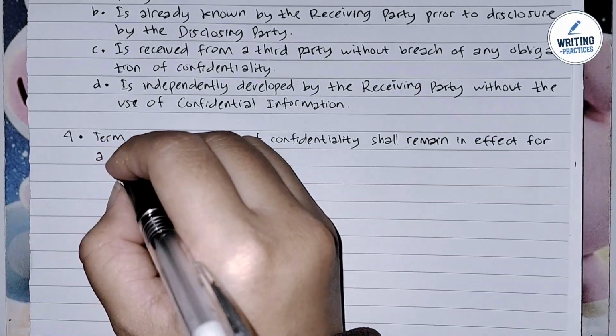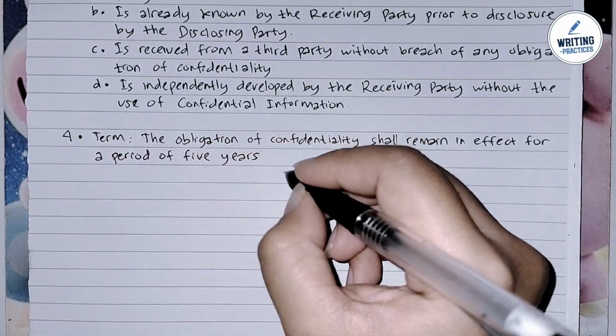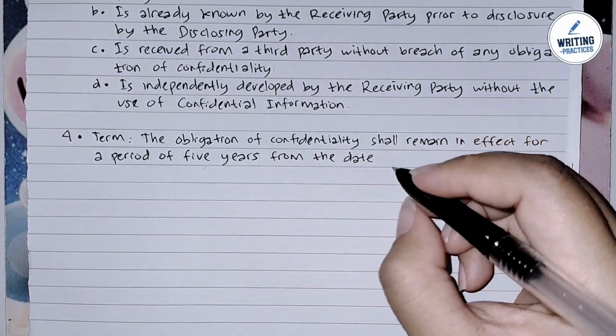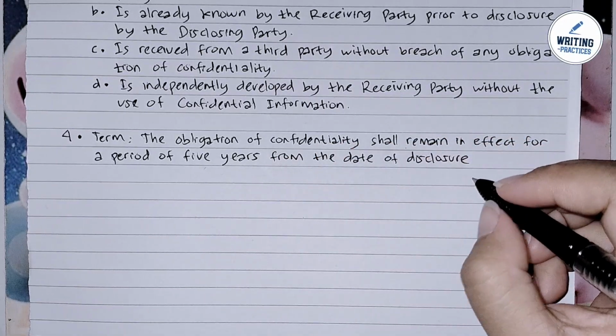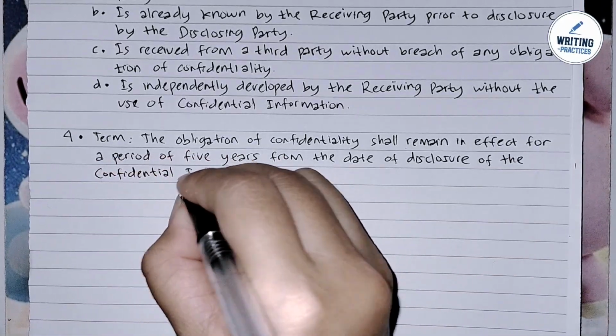4. Term. The obligations of confidentiality shall remain in effect for a period of 5 years from the date of disclosure of the confidential information. Since you have attached the date in the heading of the letter, you no longer need to rewrite it.